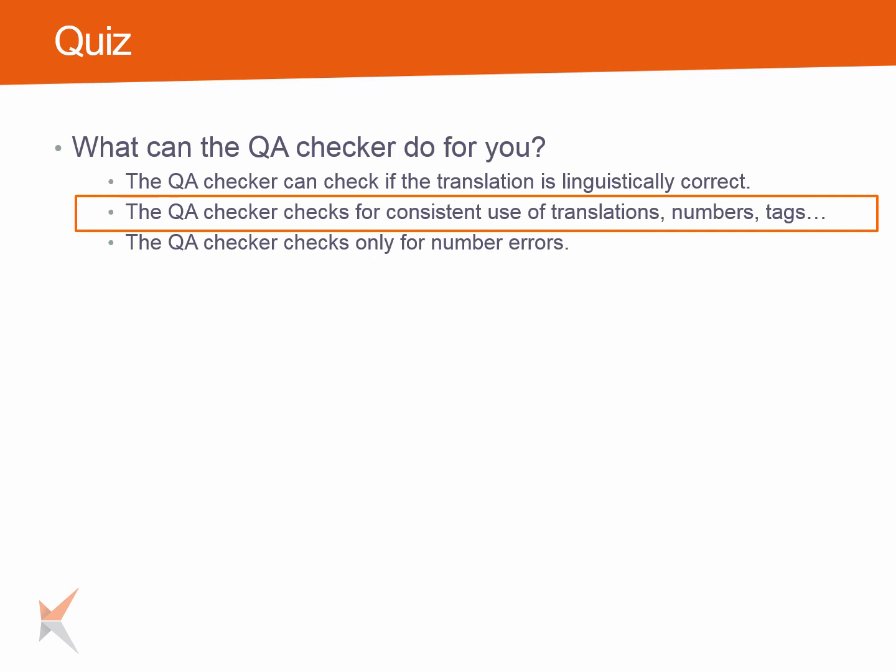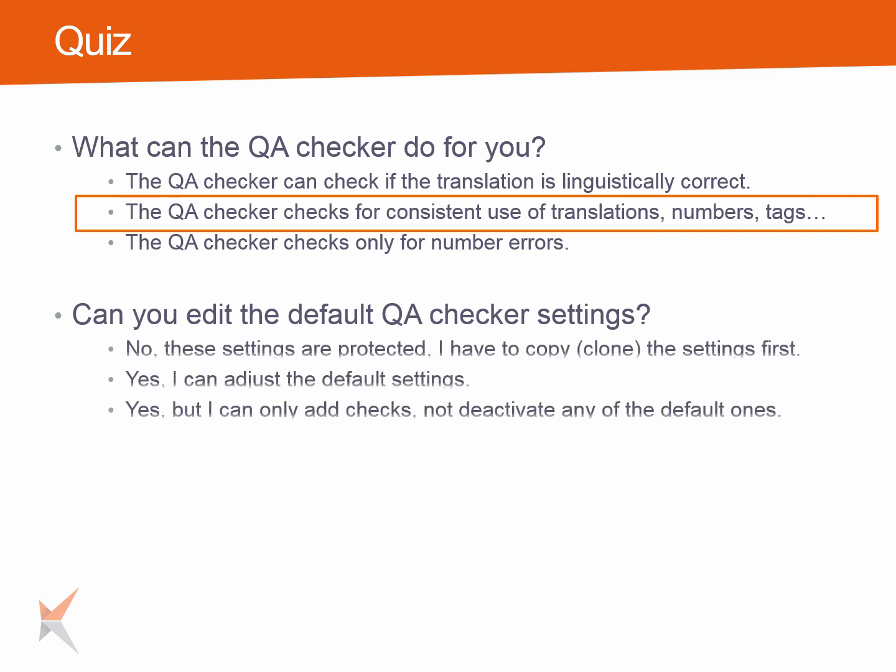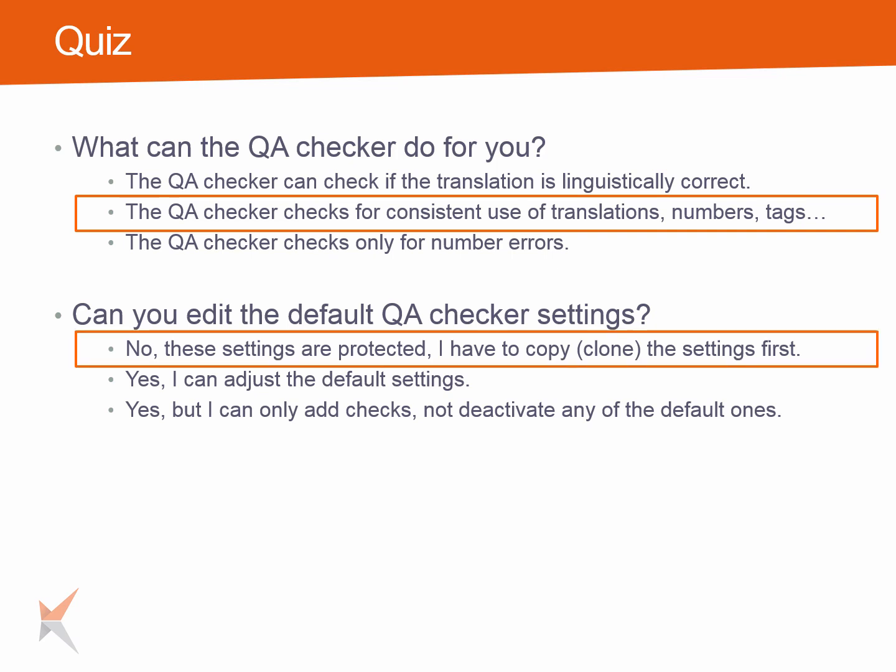Second question. Can you edit the default QA checker settings? The possible answers are: no, these settings are protected, I have to copy them, that is, clone the settings first; yes, I can adjust the default settings; or yes, but I can only add checks, not deactivate any of the default ones. The correct answer is: no, these settings are protected. I have to copy them, that is, clone the settings first.